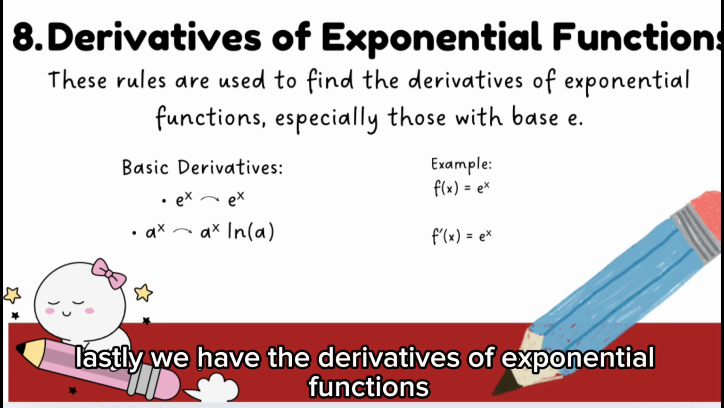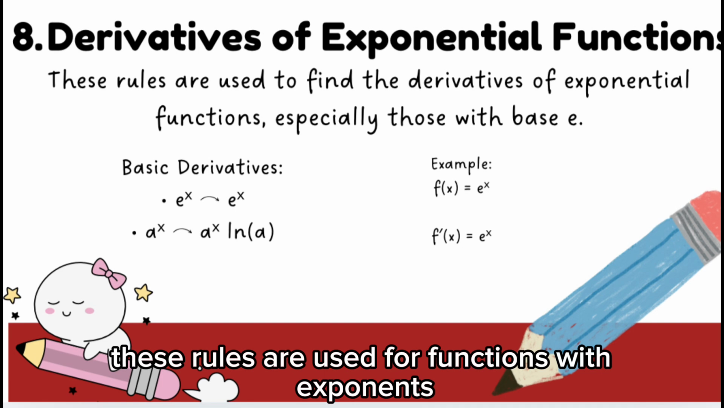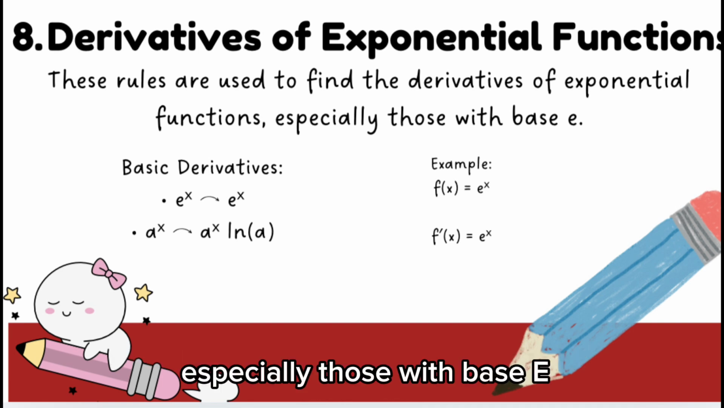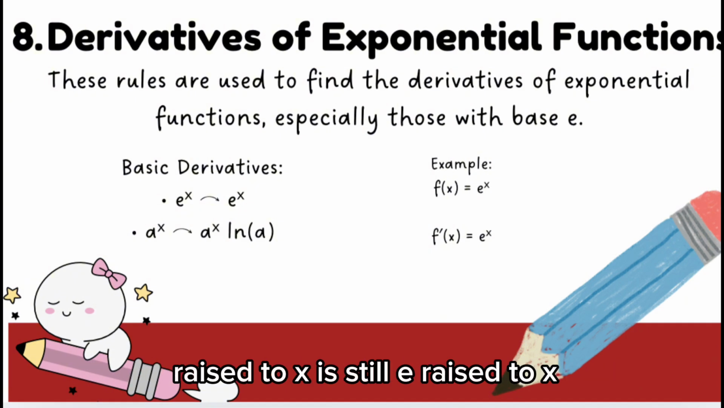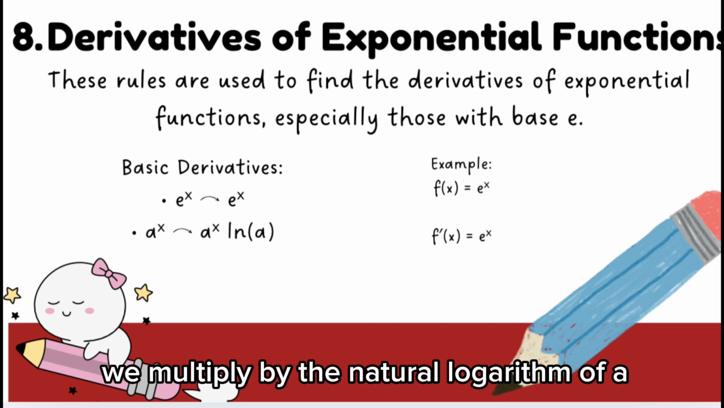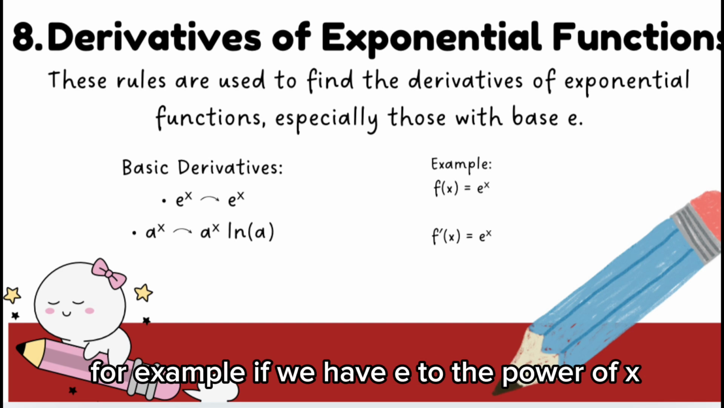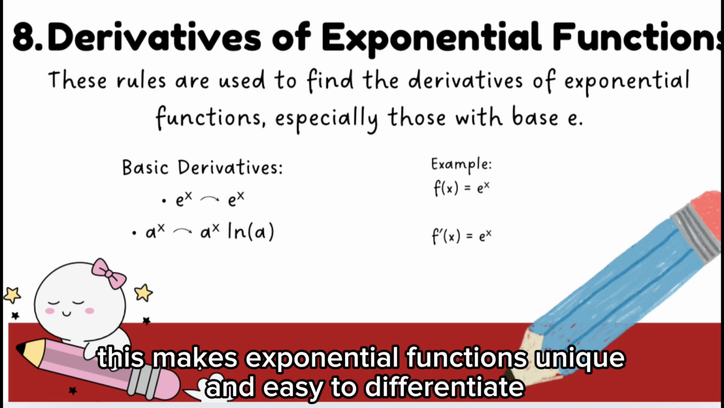Lastly, we have the derivatives of exponential functions. These rules are used for functions with exponents, especially those with base e. One important rule is that the derivative of e raised to x is still e raised to x. For other exponential functions like a raised to x, we multiply by the natural logarithm of a. For example, if we have e to the power of x, its derivative is also e to the power of x. This makes exponential functions unique and easy to differentiate.